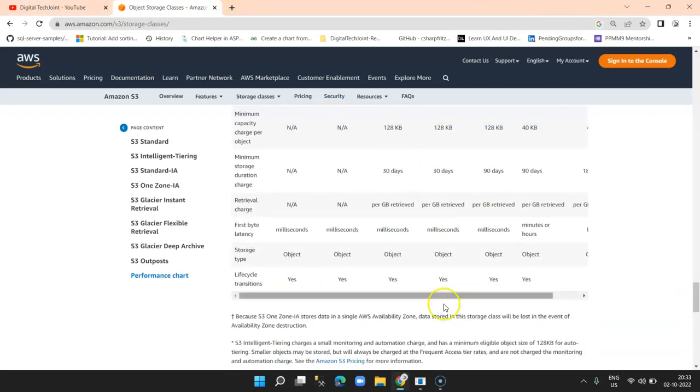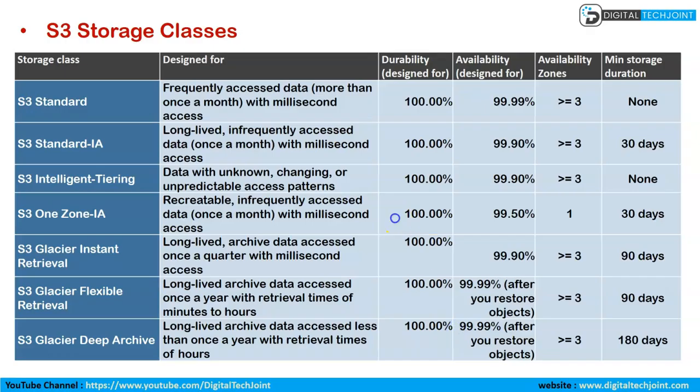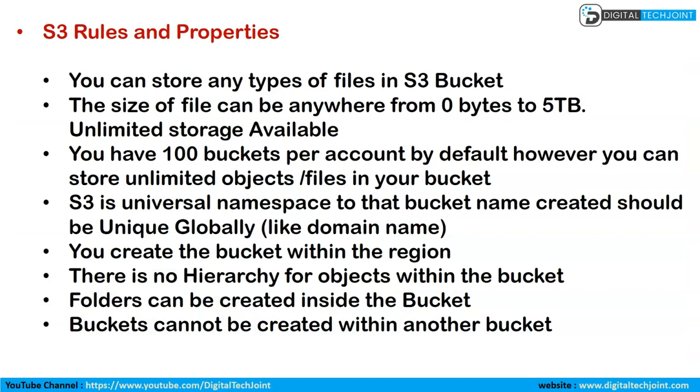easy. Now coming back to our PPT, the next are the rules and the properties when you define a bucket to upload an object. First, you can store any type of file in an S3 bucket. It could be Word, Excel, PDF, or anything. It has no limit. The file size is anywhere between 0 bytes to 5 TB, and you have unlimited storage. You have 100 buckets per account by default. However, you can store unlimited objects within the bucket.